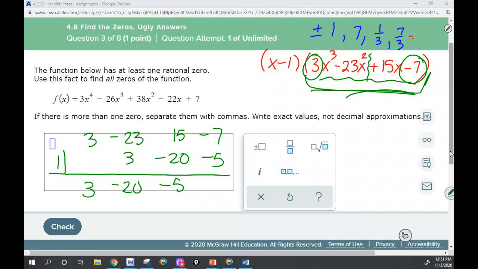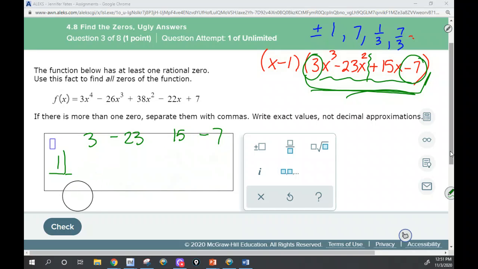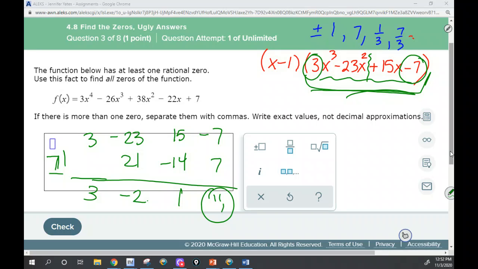It didn't work though, right? Then 7. All right, you want me to try 7 then? Yeah. All right, let's make this a 7. 3, 21, -2, -14, 1, 7. Yes. Glad you're working ahead on that one.